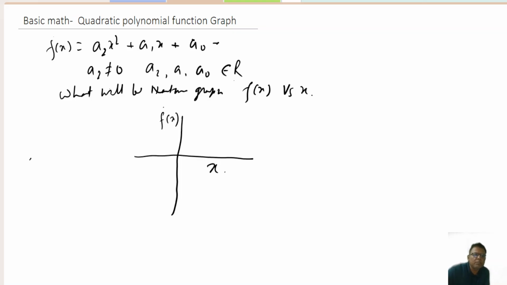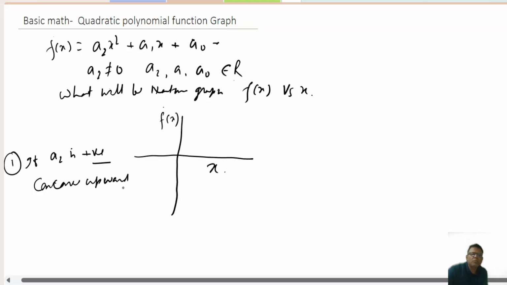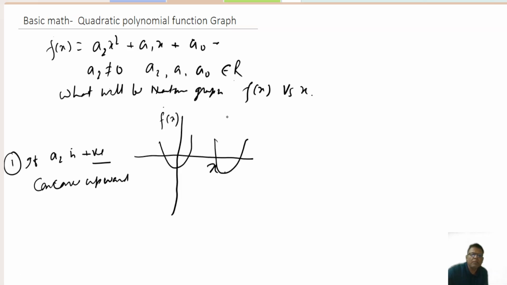First, if a2 is positive, then the graph will be concave upward. Concave upward means the graph can be as here, here, here, something like that. So if it is cutting the x-axis at two places, then roots are there. Here it is not cutting the x-axis, so roots are not there. So it's very important to know whether it is cutting the x-axis or not.